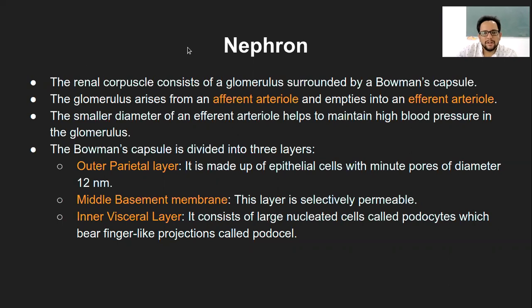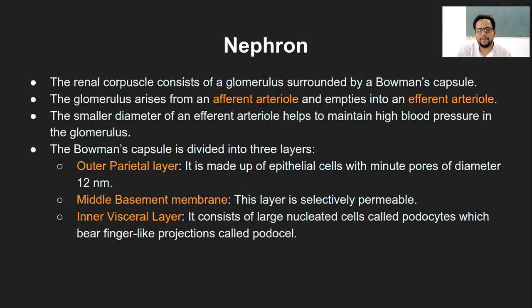So the smaller diameter of an efferent arteriole helps to maintain the high blood pressure in the glomerulus. Now, why does it have to maintain high blood pressure? The reason is because it has to filter out. A simpler analogy: when you are watering the garden with a pipe, and you hold the tip of the pipe, the water travels a further distance because the pressure is being built up. Something similar happens here, but there is no open end.